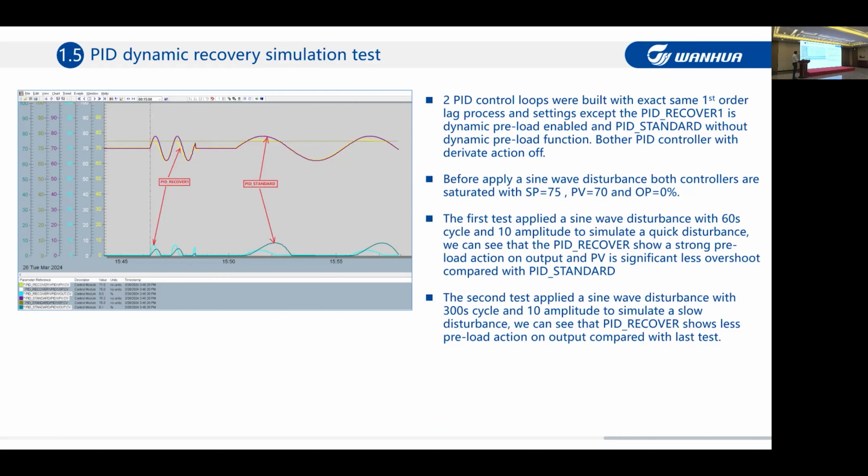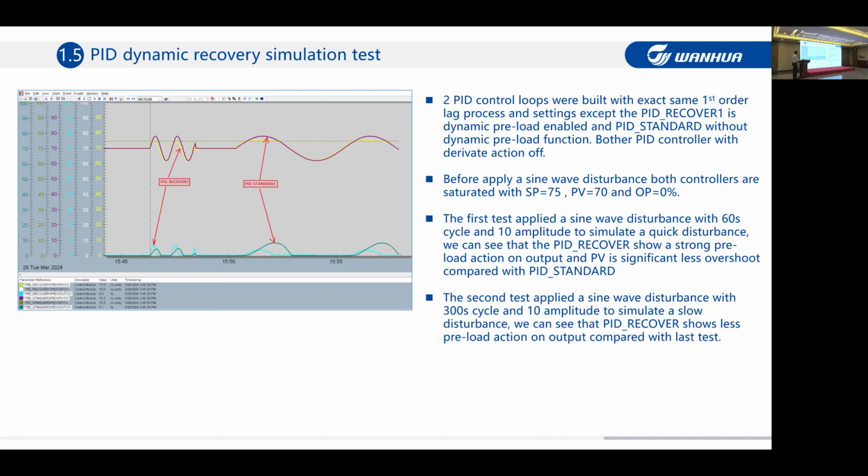So we have a dynamic reset simulation test. First we have built two PID loops. It's exactly the same first order lag process and settings, except the PID reset one has dynamic preload enabled, and the PID standard does not have the preload function enabled. Both PIDs have the same PID parameters, and all the derivative action is off.